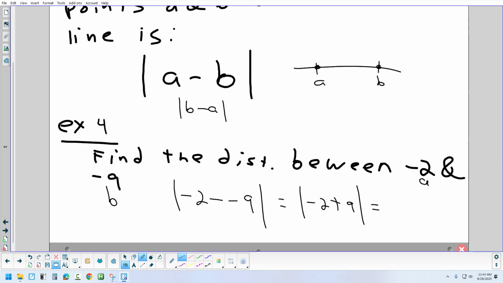And -2 plus 9 is going to give me how much? 7. And the absolute value of 7 is 7. So the distance between -2 and -9 is 7. Okay. Any questions on that?